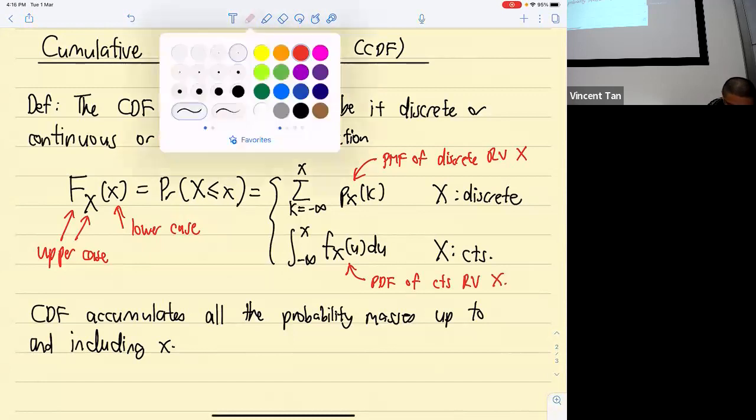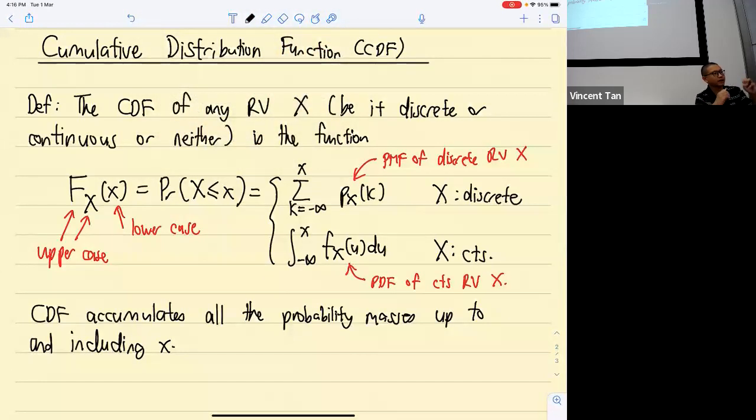Okay, so this single object, the cumulative distribution function, unifies the whole world. Because now we don't need to talk about discrete or continuous random variables. They are all characterized by this single function of a real number x. Okay? This is a very meta object because no matter whether the random variable is discrete or continuous, this thing exists and we can work with it.